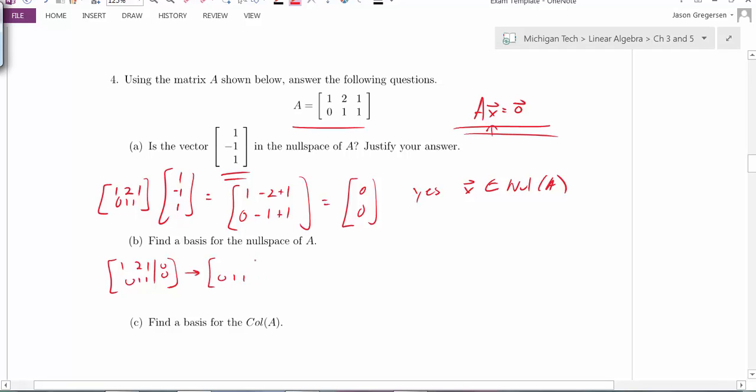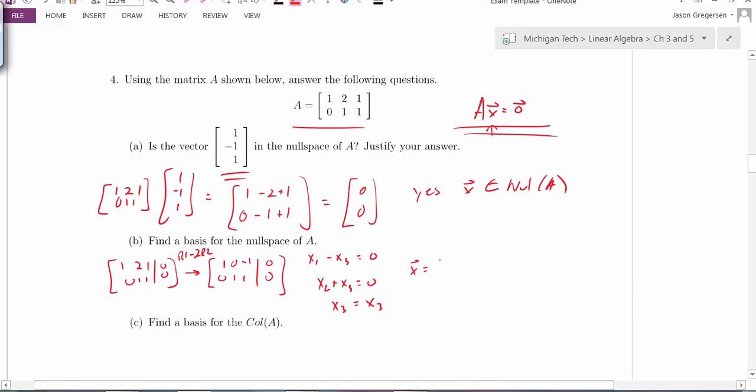In this case, it's already in REF, so I have to do the back substitution to put it in RREF. So I will take row 1 minus 2 times R2. I will get 1, 0, -1, and 0. So my equations look like x1 minus x3 equals 0, and x2 plus x3 equals 0. And it looks like x3 in this case is a free variable.